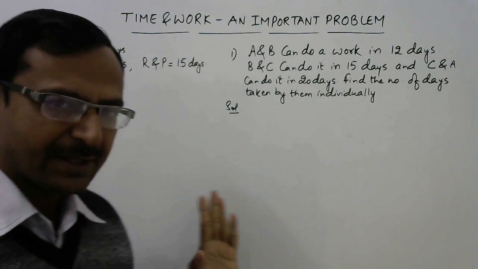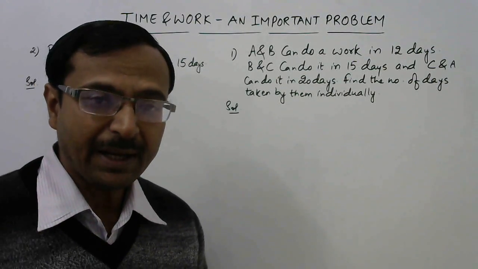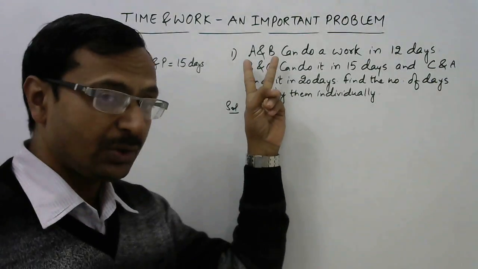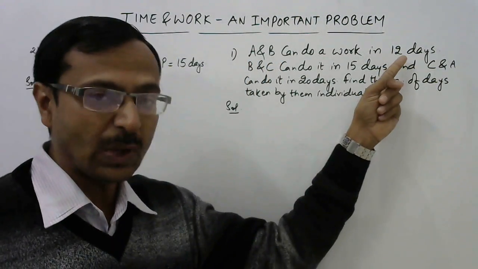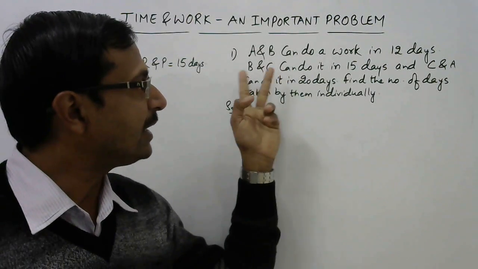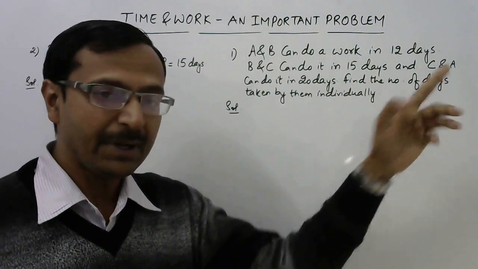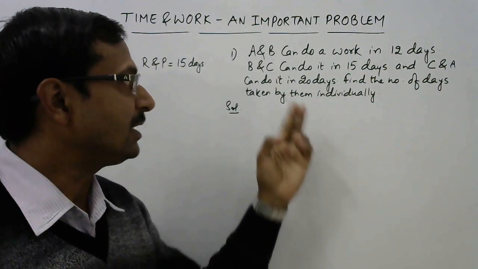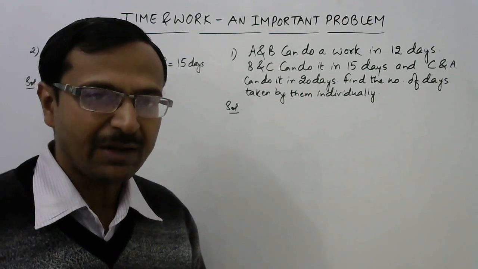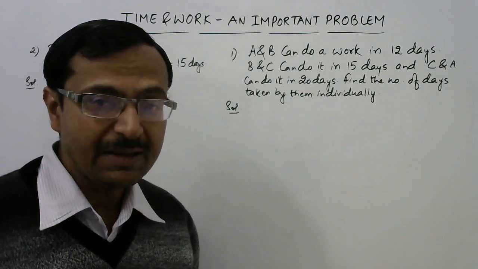So the problem goes like this. There are three persons A, B, and C. The time taken to complete a given task by A and B is 12 days. If B pairs up with C, then they together can finish the task in 15 days. And when C and A pair together, they complete the task in 20 days. So these three pairs are given, and we need to find out how many days are taken by them individually.